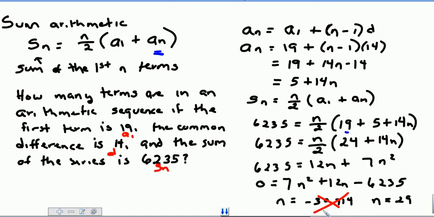Think about what we're looking for. We're looking for number of terms. Can we have negative 30 point something terms? No, which means that this answer is extraneous. It's not one that we're going to use in our problem. Our answer here is going to be n is equal to 29. There are 29 terms in that sequence, knowing that the sum was equal to 6235.